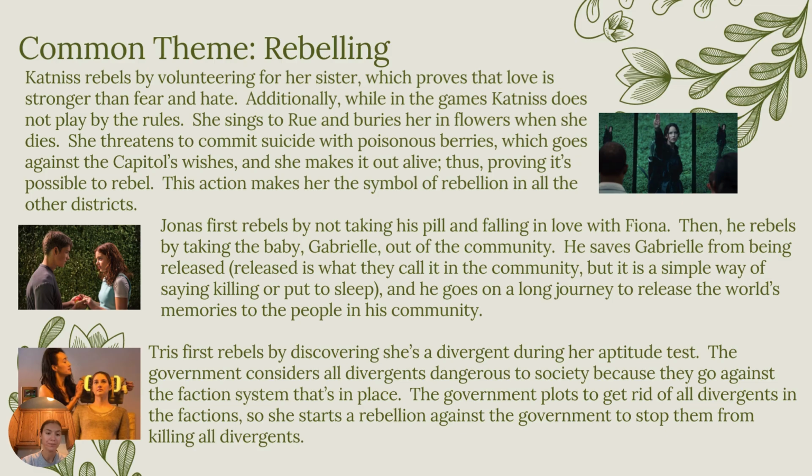Then, in Divergent, Tris first rebels by discovering she's Divergent during her aptitude test. The government considers all Divergents dangerous to society because they go against the faction system that is put in place. The government plots to get rid of all Divergents in the factions, so she starts a rebellion against the government to stop them from killing all Divergents.